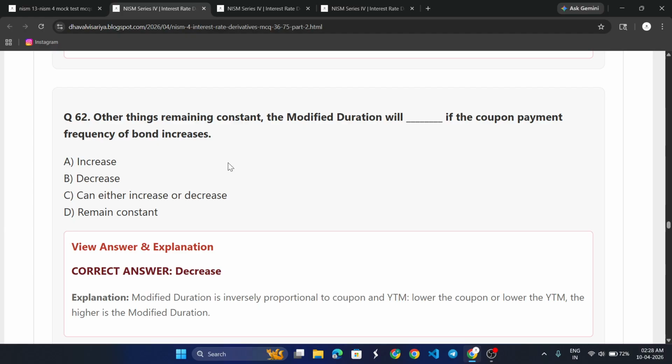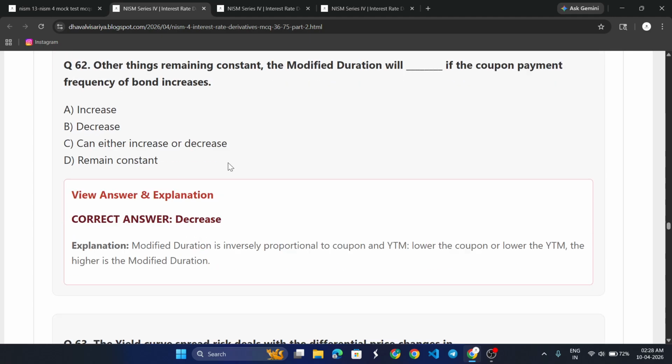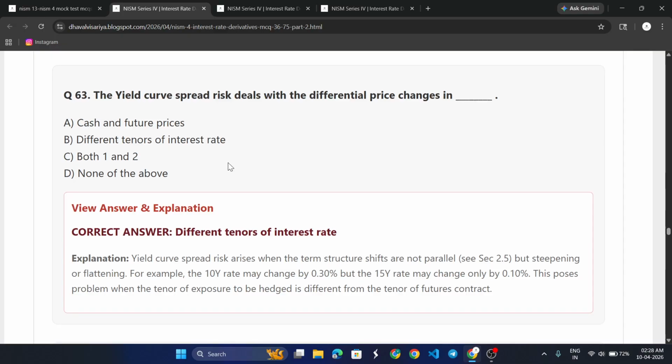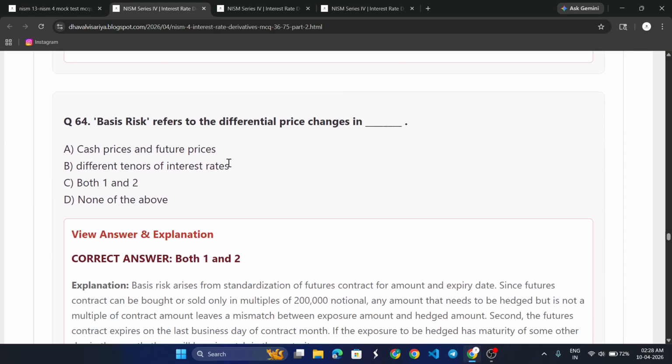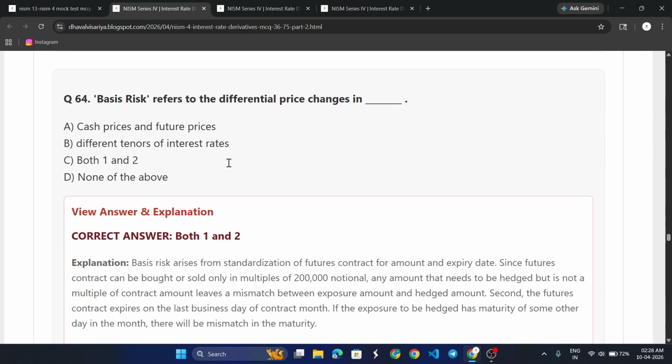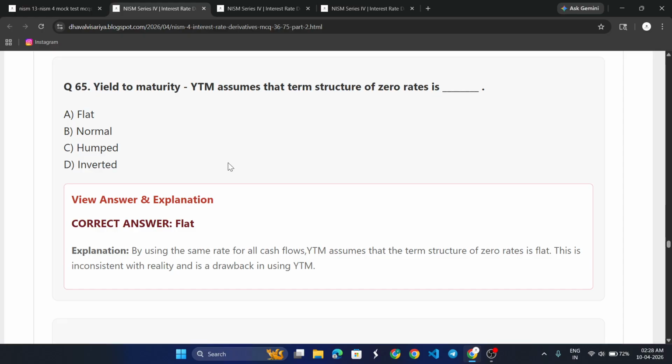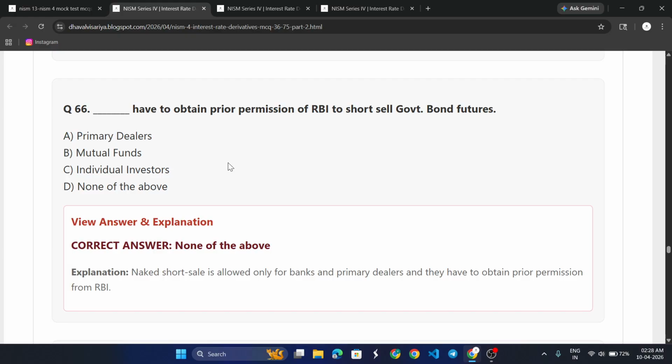Other things remaining constant, the modified duration will dash if the coupon payment frequency of the bond increases. Duration will decrease. The yield curve matrix deals with the differential price change in different ends of the interest rate. The basis risk refers to the differential price change in dash, both 1 and 2. Yield to maturity. YTM assumes that the term structure of zero rate is flat. Dash have to obtain a prior permission of RBI to short sell government bond futures. None of the above.